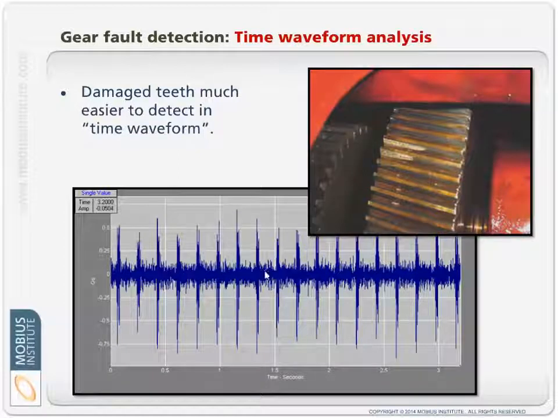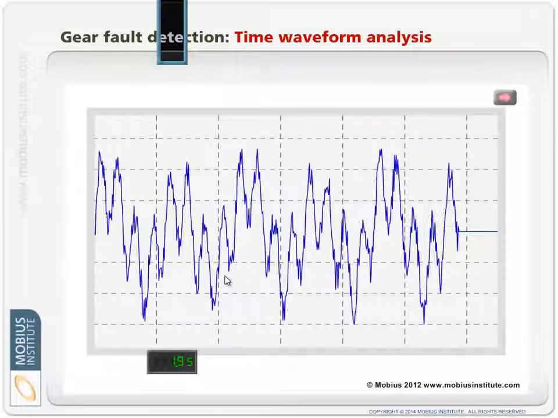I know which gear is damaged. I get a sense for how badly it's damaged. You can look at these G levels and then get an indication of the severity, but you've got to remember there are transmission path issues: how is the gear vibration attenuated and so on. The time waveform is telling you exactly what's going on.